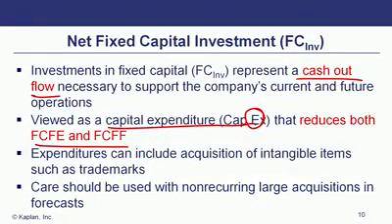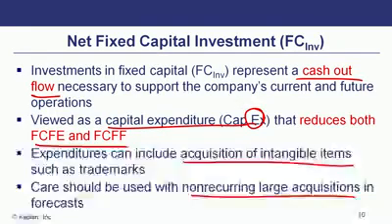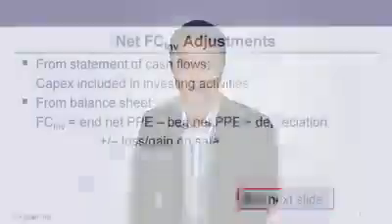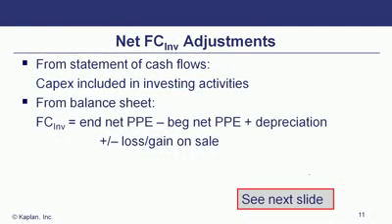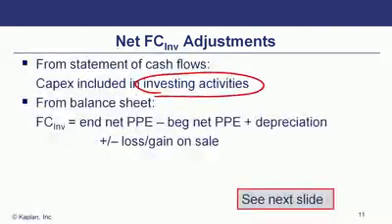This can include even acquisitions of intangible items such as trademarks, patents, and so on and so forth. Care should be used with non-recurring large acquisitions. If it's something that's not going to recur in the future, this perhaps may not be something that you want to put in your particular model. Looking at the net fixed capital adjustments, you can actually find your net capital expenditures on the investing activity section of the cash flow statement.